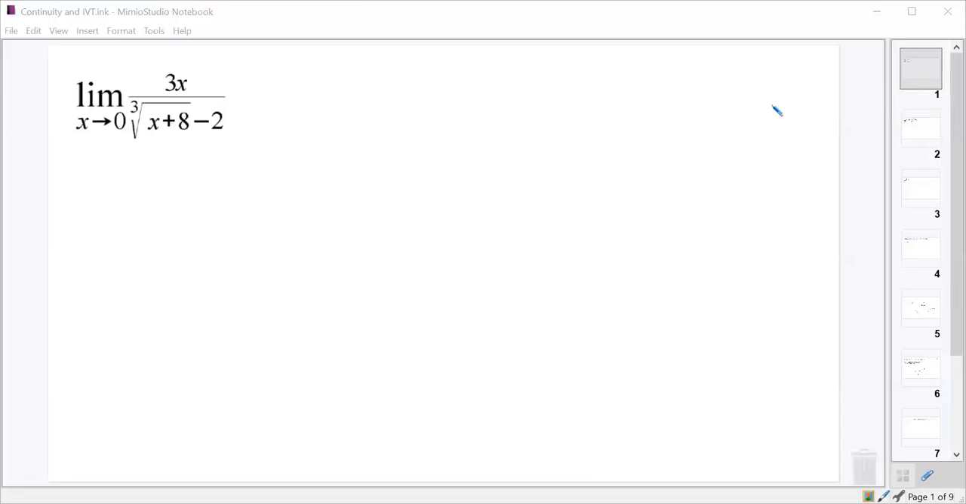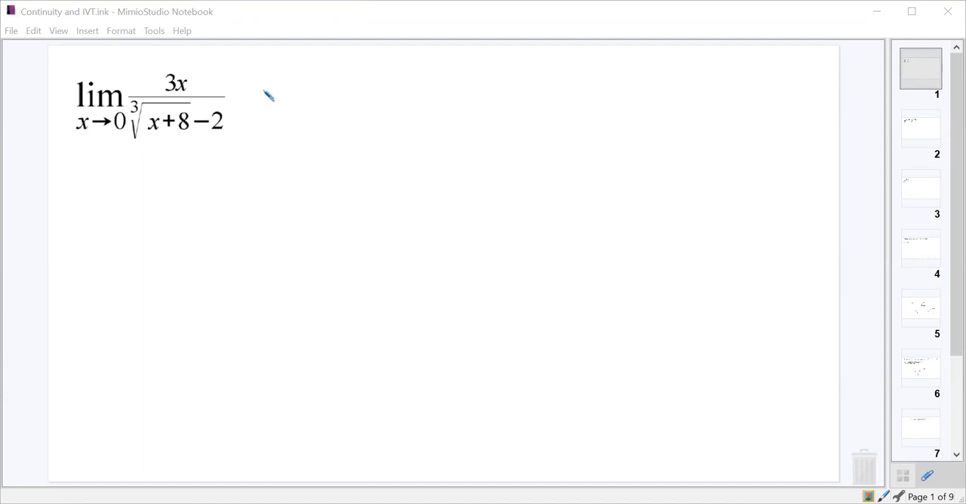So our first limit, the limit as x approaches 0 of 3x over the cube root of x plus 8 minus 2. What's the first thing we should do with this limit? Plug it in and see if it's indeterminate. Plug it in, see if we get a number or if it's indeterminate.